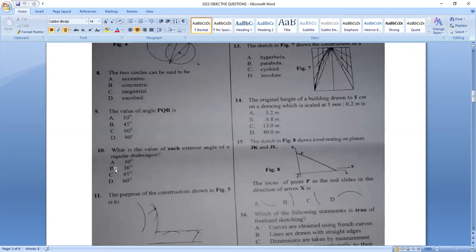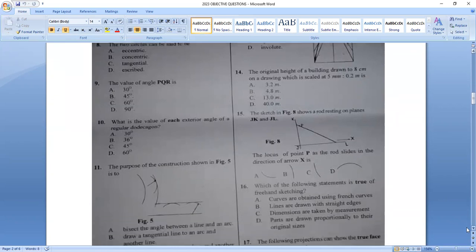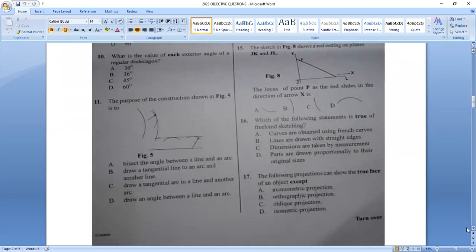So the answer to the question is option B. Then question 11. The purpose of the construction shown in figure 5 is to draw a tangential arc to a line and another arc. So we drew a tangential arc to this line, and then we drew also a tangential arc to this particular arc. So the answer to this question is option C.